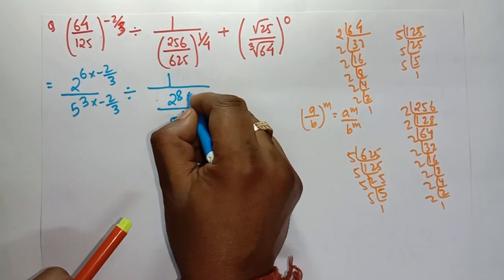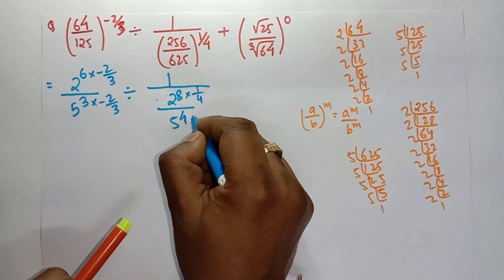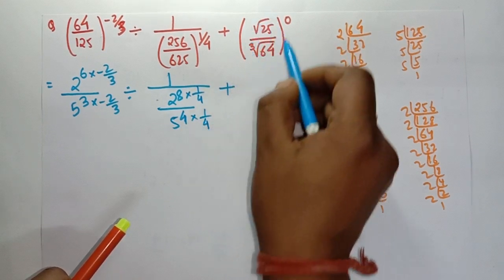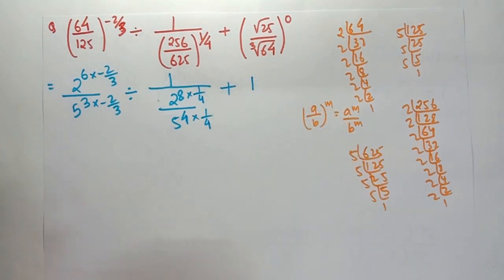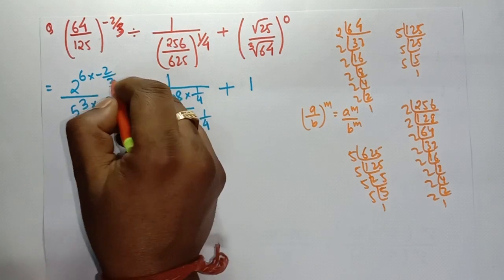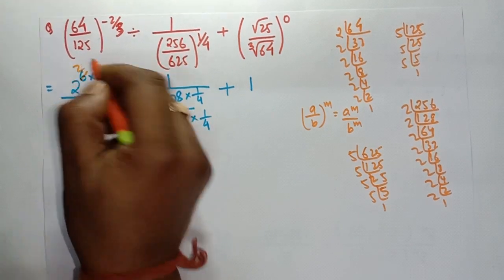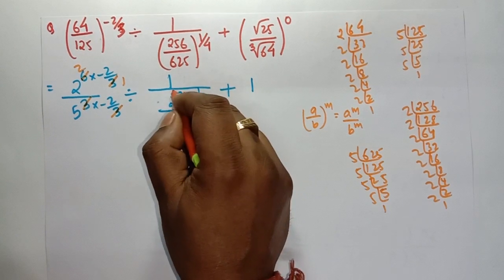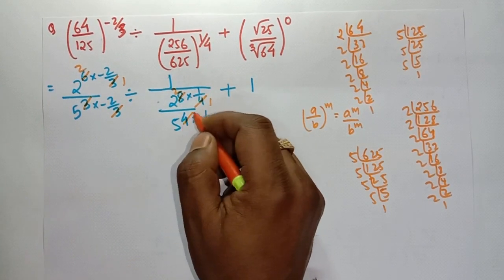Similarly, this 1 by 4 belongs to this also, and this 1 by 4 belongs to this also. Plus, anything to the power 0 is always 1, so I can write this directly as 1. Now what you can do? This will get cancelled. 3 1s are 3, 3 2s are 6, 3 and 3 get cancelled. 4 1s are 4, 4 2s are 8, 4 and 4 also get cancelled.